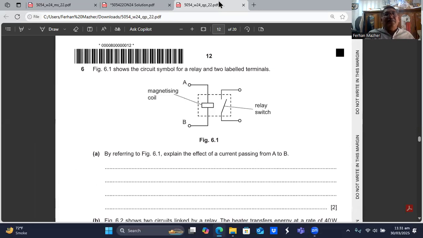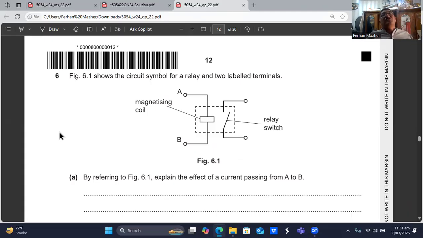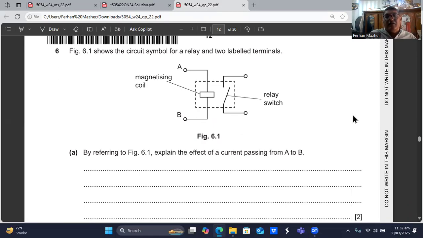Okay, so we have the next question coming up on your screen. That is question number 6. Figure 6.1 shows the circuit symbol for a relay and two labeled terminals. By referring to figure 6.1, explain the effect of a current passing from A to B. You see, when the current flows from A to B, this coil will become magnetized. It will become a magnet. It will start behaving like a bar magnet. It will be an electromagnet.